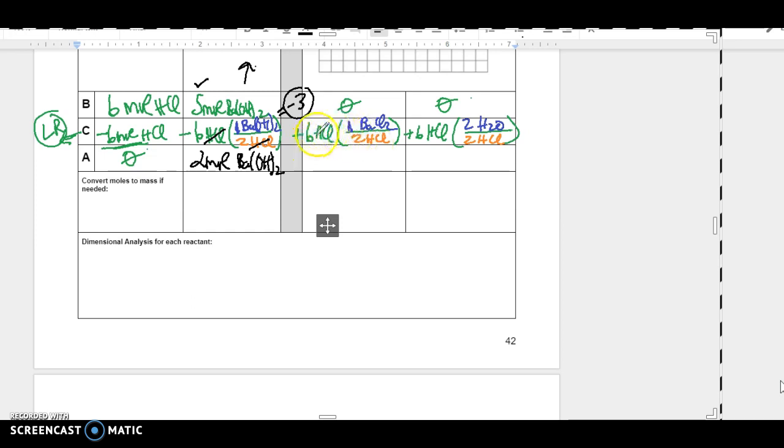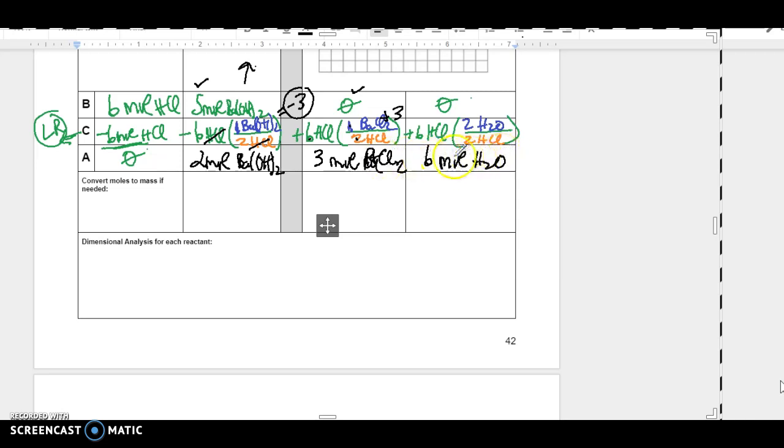Okay, so I start with no moles of BaCl2, and I had 6 times a half, so I've added 3. So that means I'm going to end up with 3 moles of the BaCl2. That's this column. And for my water, 6 times the ratio 2/2 is just going to be 6. So that's how I see that I'm getting 6 moles of water.